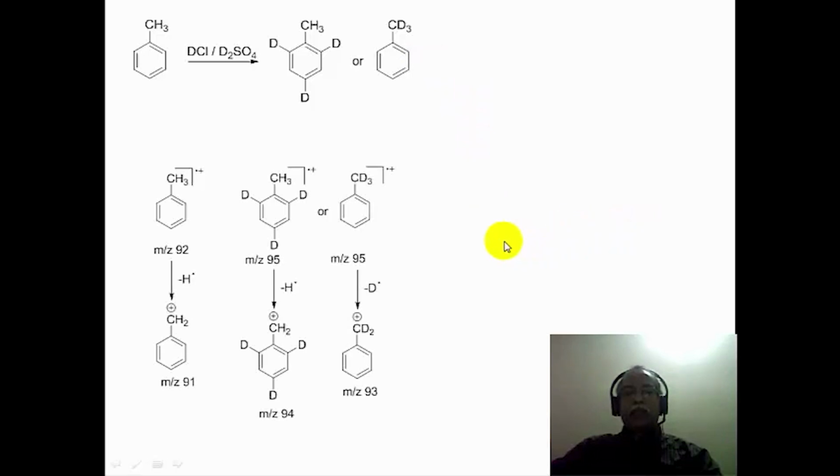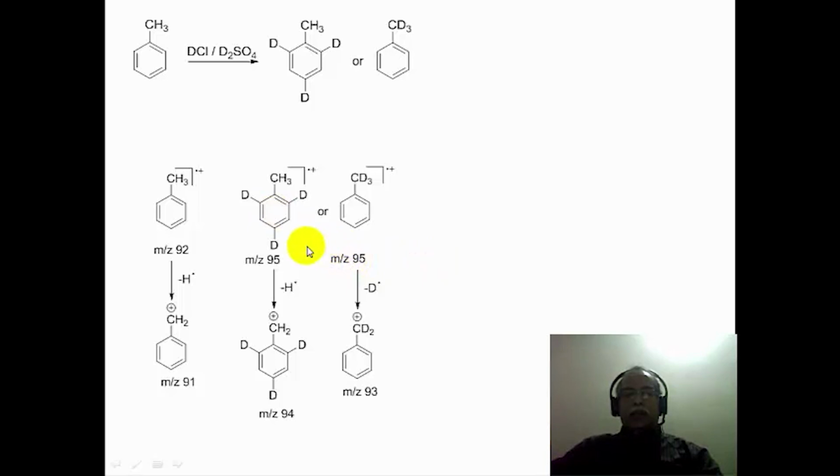Now if you look at the molecular weight of this compound and this compound, which contains 3 deuterium, each is 3 mass units more than toluene, but they cannot be distinguished purely based on their m/z value, because both of them have an m/z of 95, since the molecular weights are the same.